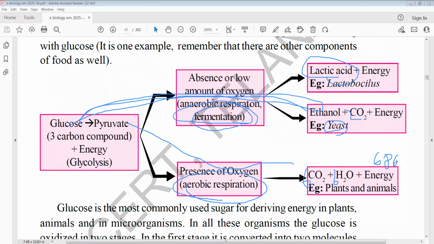686 kilocalories energy. So when we compare with the anaerobic, here 56 kilocalories, and 2 CO2s, whereas here 6 CO2s. How many water molecules? 6 H2Os. So that is the main difference. Releasing of carbon dioxide and energy is common to anaerobic and aerobic, but the percentage is different. In aerobic, 6 molecules of water, 686 kilocalories of energy, and six carbon dioxide molecules are released. You have to keep that in your mind.